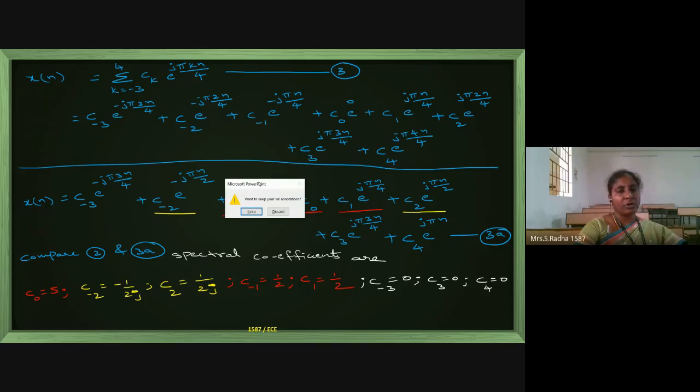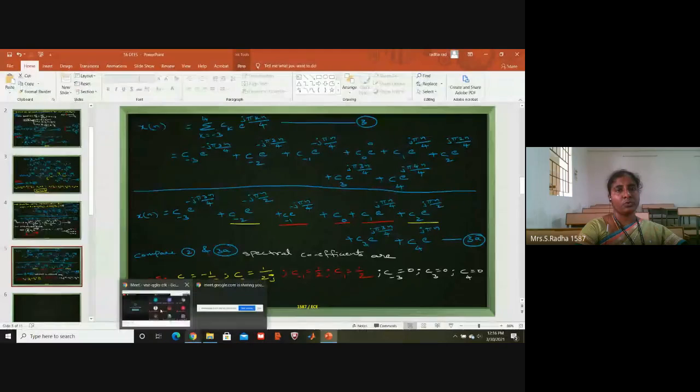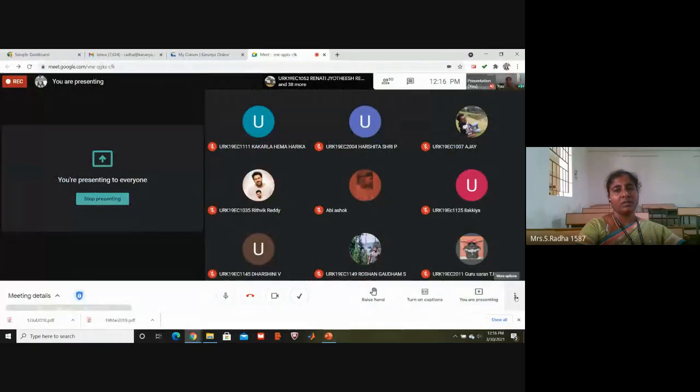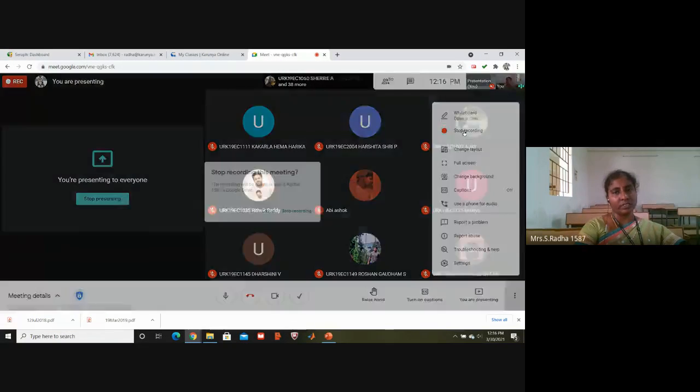So this is the second problem we have done in DTFS. I believe you might have got a good understanding on how to calculate the spectral coefficients in DTFS.